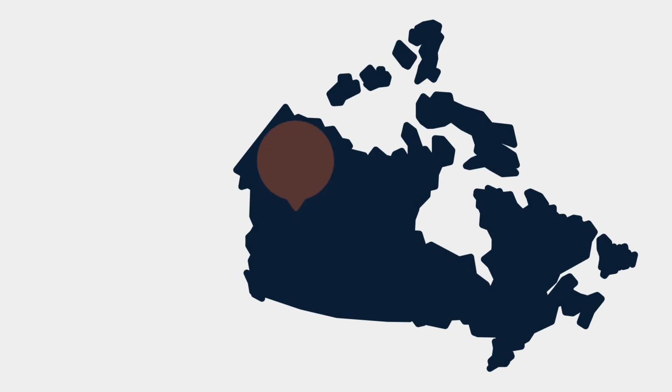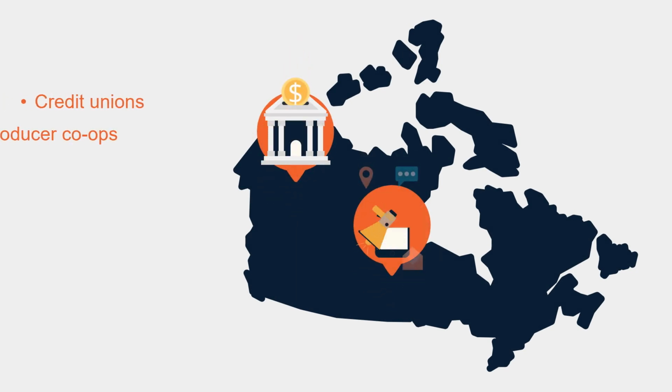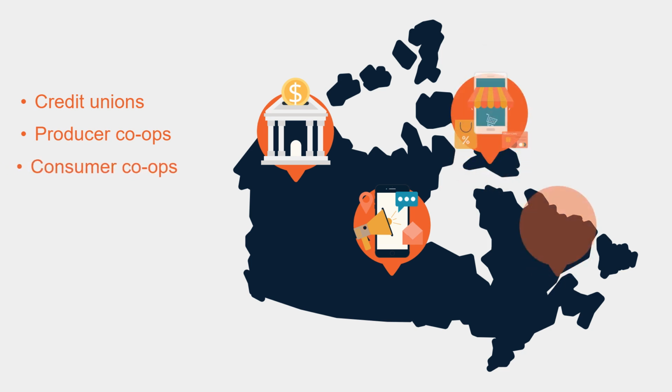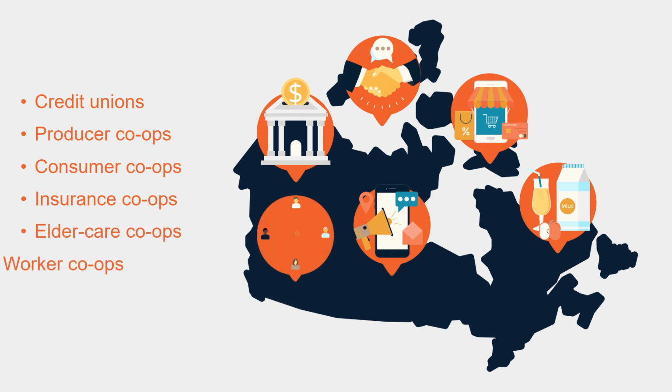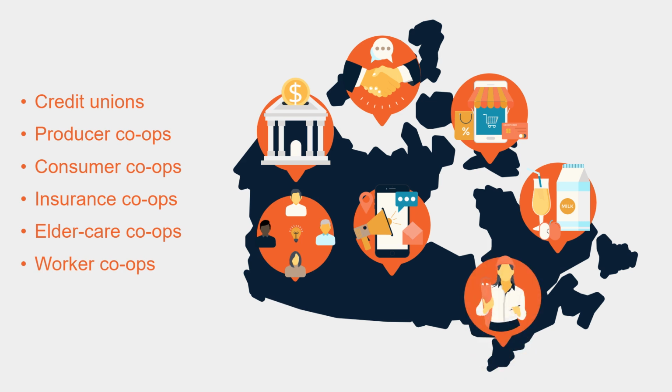Examples of co-ops include credit unions, producer co-ops like farm produce and fishermen's co-ops, consumer co-ops like food co-ops and car share co-ops, insurance co-ops like the Cooperators, who provide insurance to many housing cooperatives, elder care co-ops, worker co-ops providing consultant services, even a skateboard and ski hill co-op, and of course, housing co-ops.